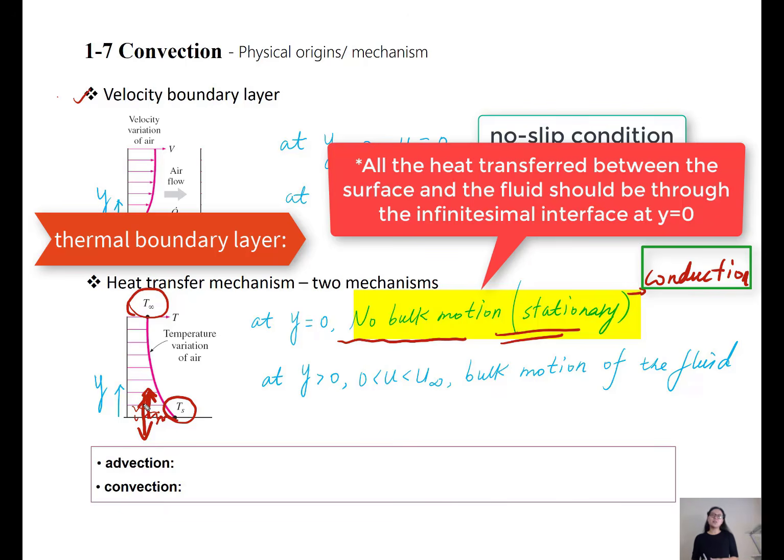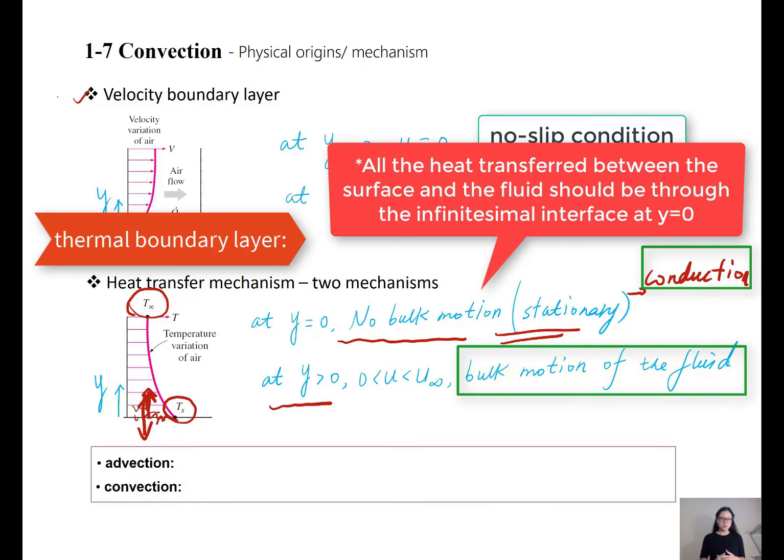At y larger than 0, velocity is not 0 anymore. So there is bulk motion of the fluid. So at y larger than 0, heat exchange is due to the motion of the fluid. So we say convection is due to the superposition of conduction at the surface and the bulk motion of the fluid. We use the term advection to refer to the transport due to bulk fluid motion.